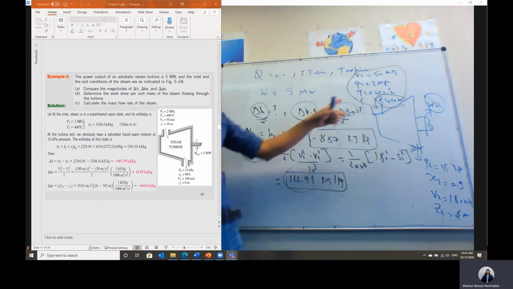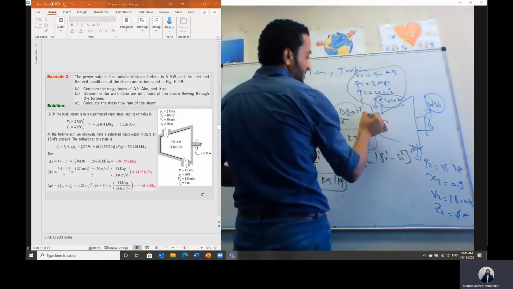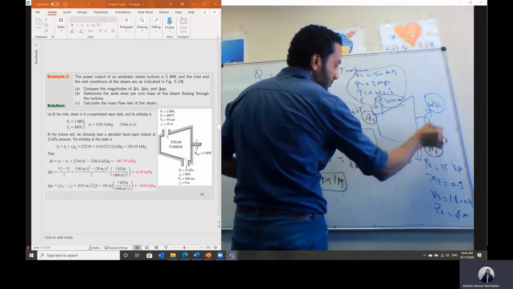So if the velocity at the inlet and the velocity at the outlet are not given, then in this case I will neglect this term. But if he gives you the area at the inlet section A1 and gives you the area A2.